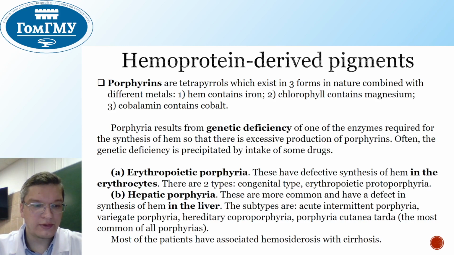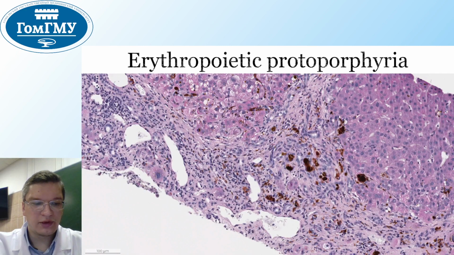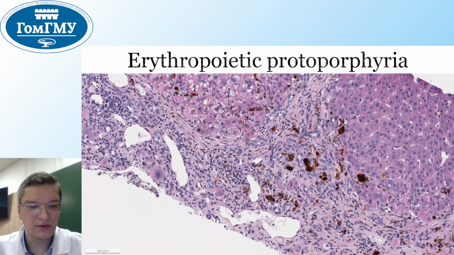Then, hereditary coproporphyria is quite rare, and porphyria cutanea tarda is one of the most common of all porphyrias. Porphyrins collect in the liver, and a small quantity is excreted in the urine. Skin lesions are similar to those of variegate porphyria. Most of the patients have associated hemochromatosis with cirrhosis, which may eventually develop into hepatocellular carcinoma.